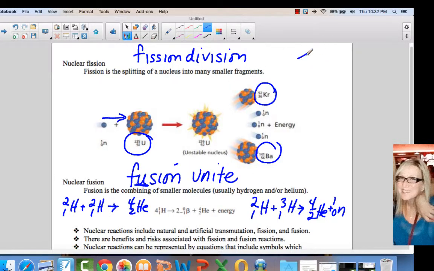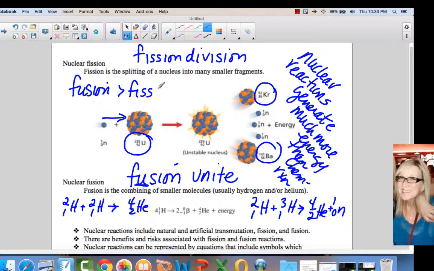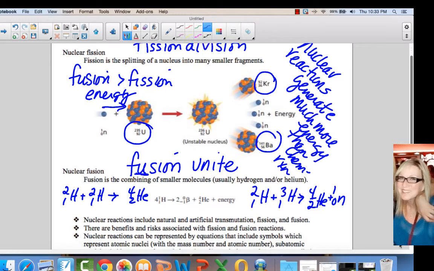Another important thing to remember is that nuclear reactions generate much more energy than chemical reactions. And the second thing to remember is that fusion is greater than fission in terms of energy. All right. What else do we have to know?